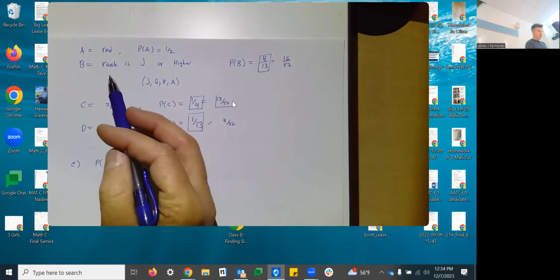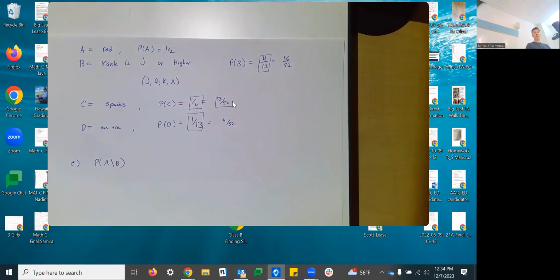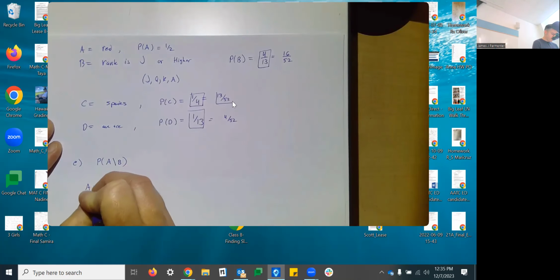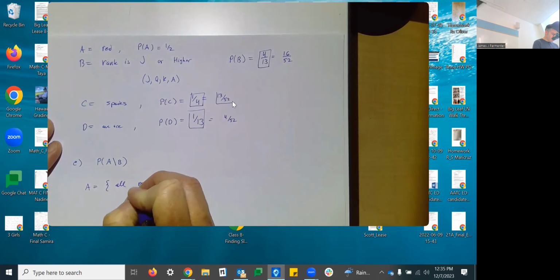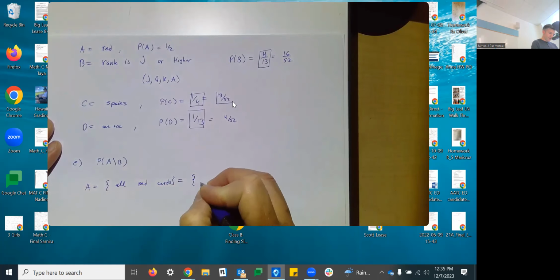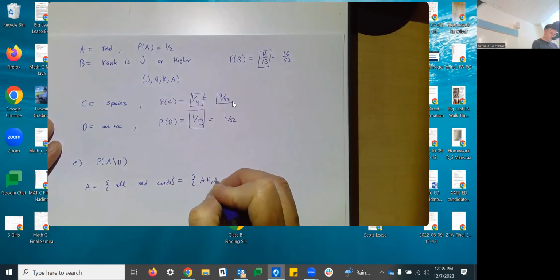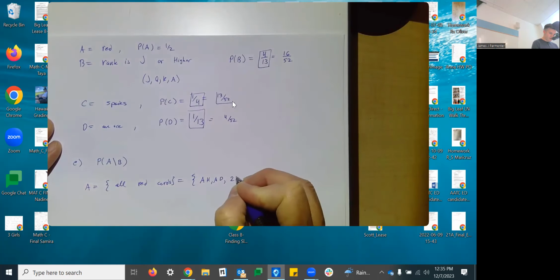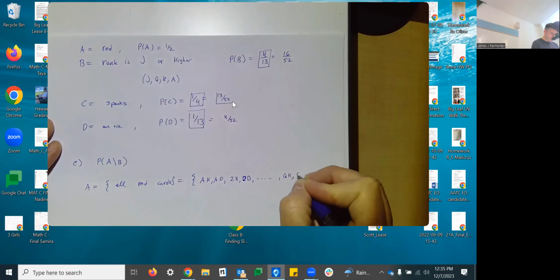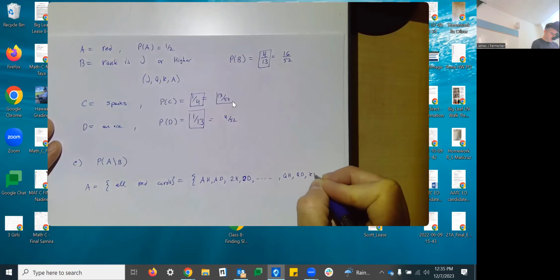And then B is rank of Jack or higher. Okay, so A consists of all red cards, meaning ace of hearts, ace of diamonds, 2 of hearts, 2 of diamonds, all the way up to queen of hearts, queen of diamonds, king of hearts, king of diamonds, ace of hearts, ace of diamonds.